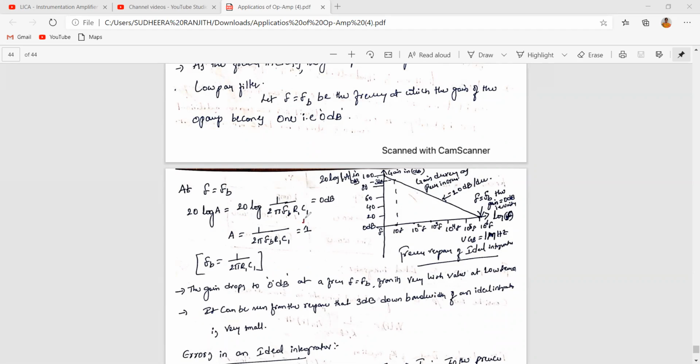Mistakes. This one is f. This one is also f. This one is also f. Cf. Okay. So at f equal to fb, gain is 0 dB.